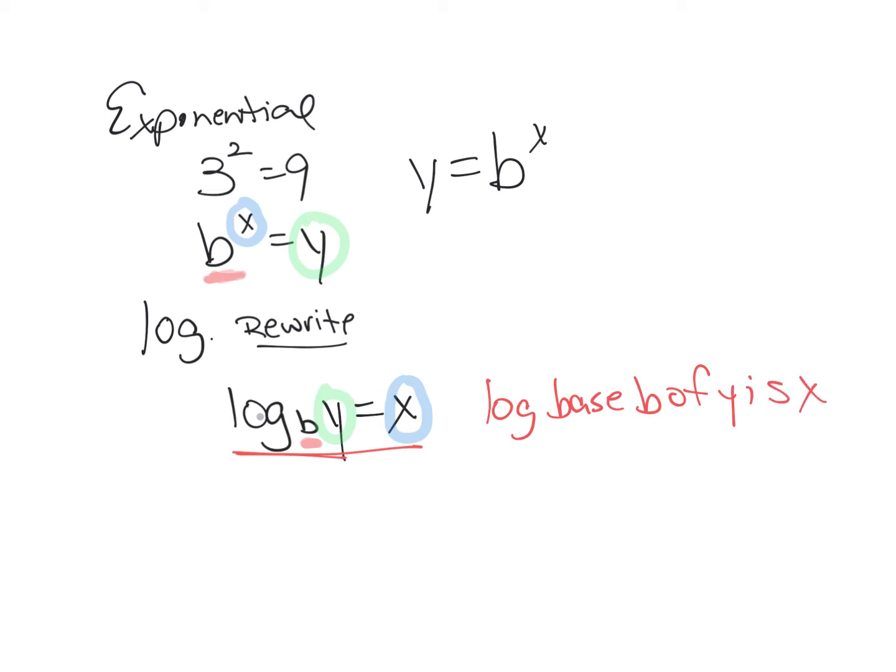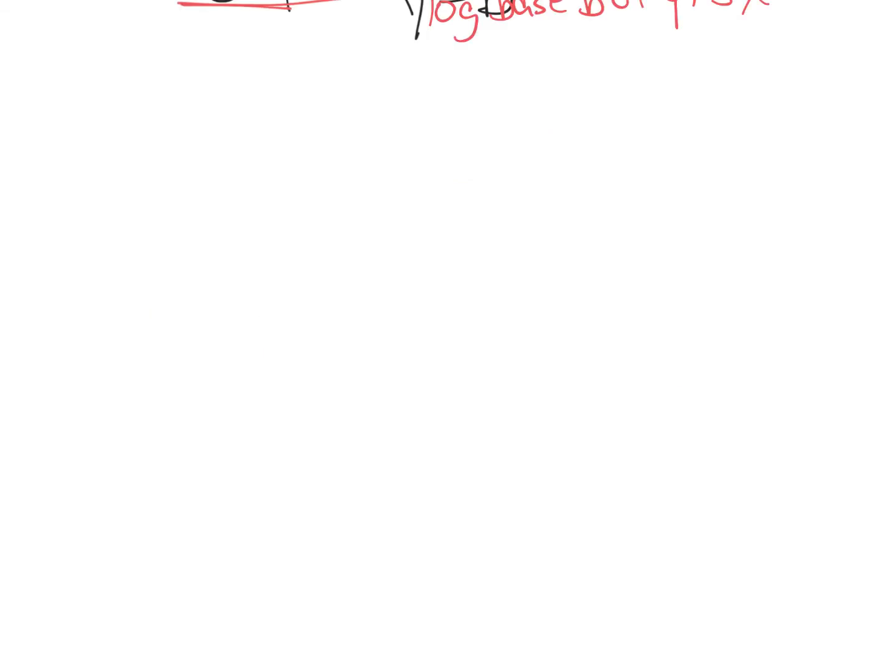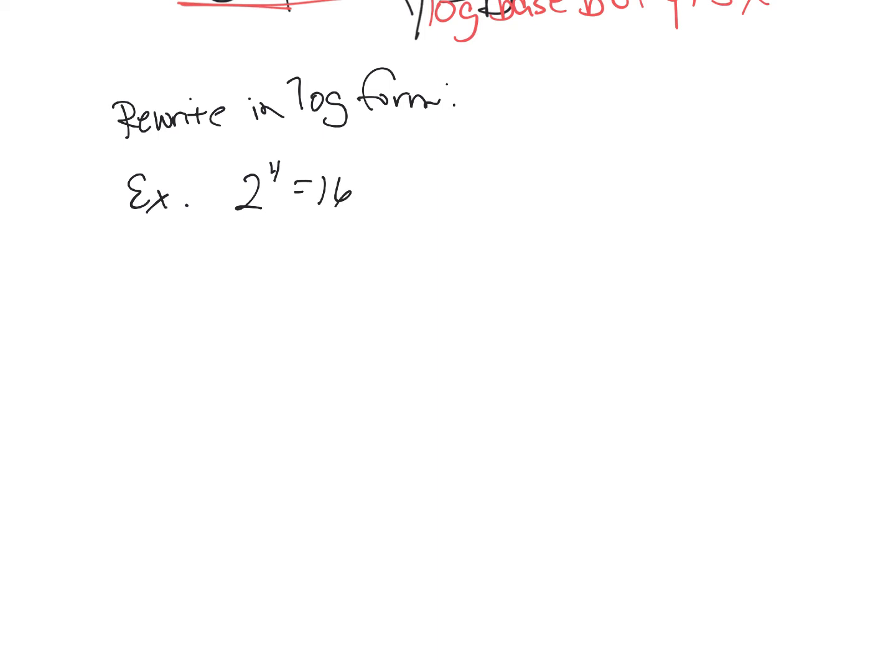Okay, so we're going to do some examples of rewriting and understanding how to rewrite. The first thing that we're going to do is if I ask you to rewrite in log form. So what they're going to give you is an exponential function. So 2 to the power of 4 is 16, which makes sense because 2 times 2 times 2 times 2 is 16. And what we're going to do is write it in log form. So I need the word log. Then my base is 2, so my base of log is 2. And so it becomes log base 2 of 16 is 4.